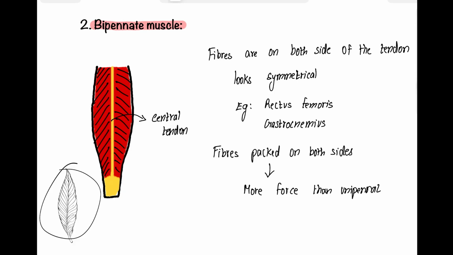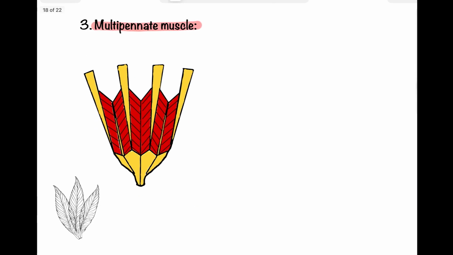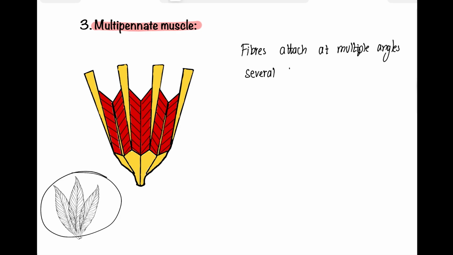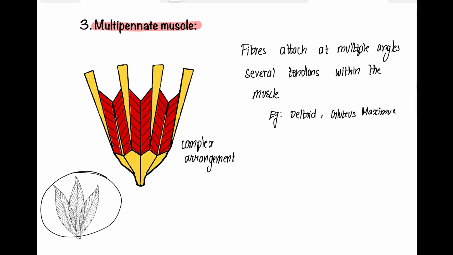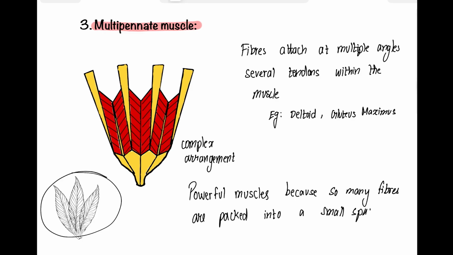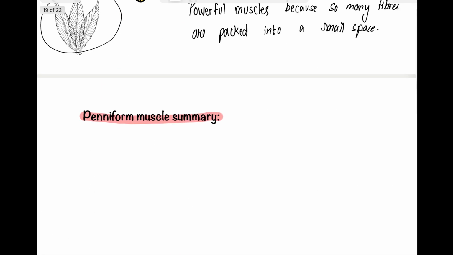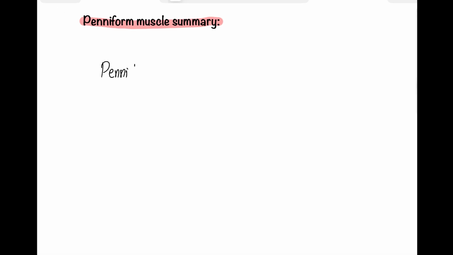The third one is multipennate muscle. Now think of many feathers joined together. The fibers attach at multiple angles and several tendons within the muscle are present. A very complex arrangement. For example, deltoid and gluteus muscles. These are usually very powerful muscles because so many fibers are packed into a small space. In summary, pennatiform muscles are the power muscles. They have both strength and force production.